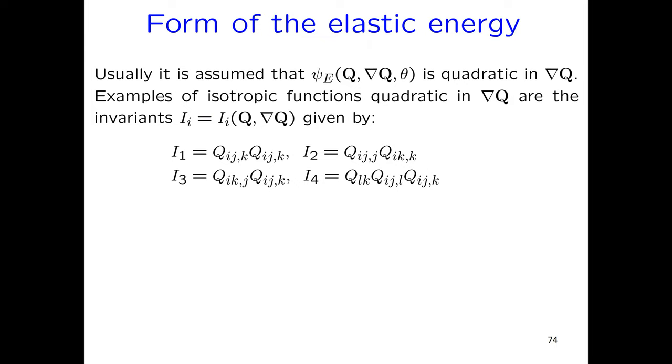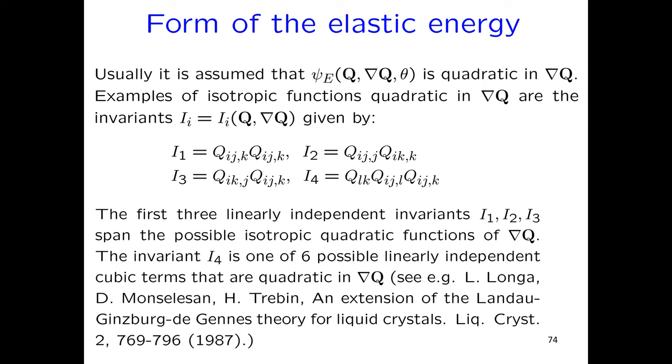I3 is more complicated, so it's Q_ij,k Q_ik,j. And I4, so these three are the only isotropic quadratic functions that depend only on the gradient of Q. But this fourth one has a Q up the front: Q_lk Q_ij,l Q_ij,k. And so the first three span the possible isotropic quadratic functions of the gradient of Q.